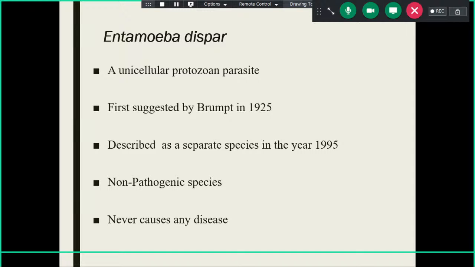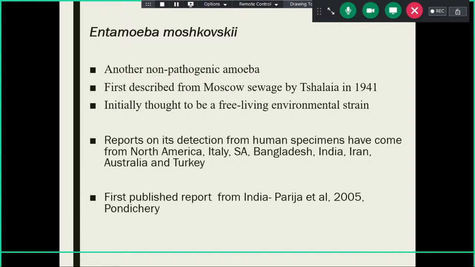The examiner will know that the student knows the science. Okay, Entamoeba dispar, a unicellular protozoan parasite. It is non-pathogenic. Then another non-pathogenic is Entamoeba moshkovskii. Its pathogenicity is doubtful, right?